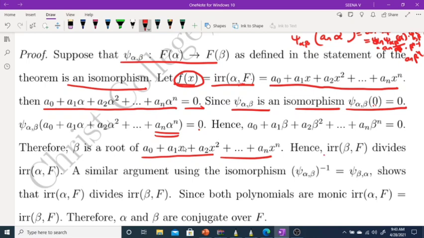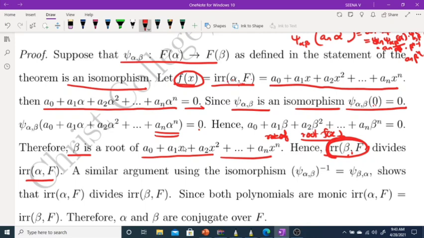But we know the irreducible polynomial of beta over f. That means beta is a root of f of x. But we know that the irreducible polynomial of beta over f is the smallest polynomial having beta as a root. And here beta is a root of f of x, which means the irreducible polynomial of beta over f must divide f of x. That is, the irreducible polynomial of beta over f must divide the irreducible polynomial of alpha over f. So here we started with the irreducible polynomial of alpha over f.